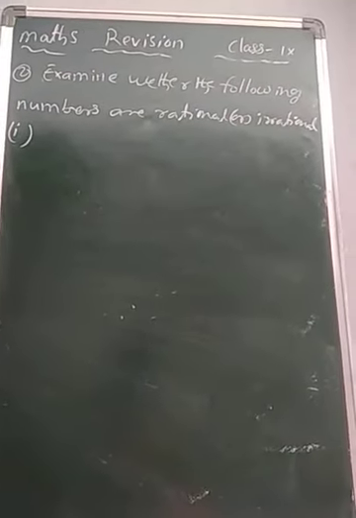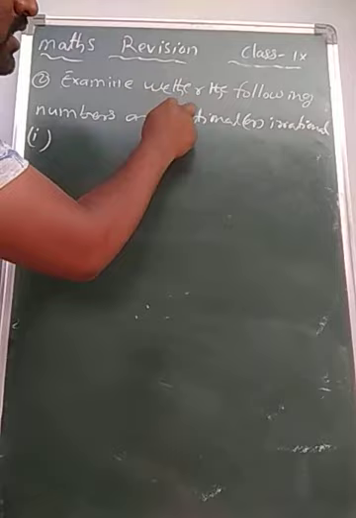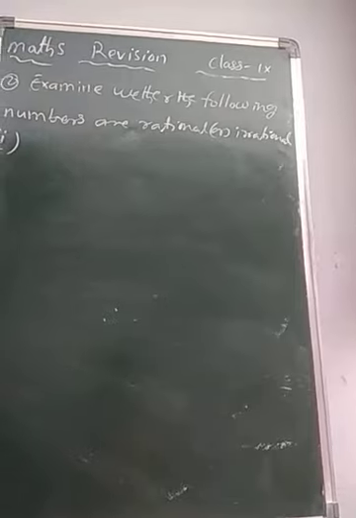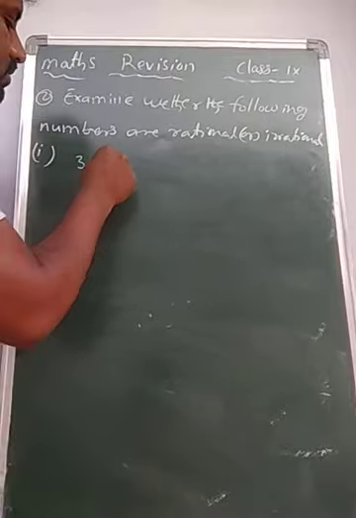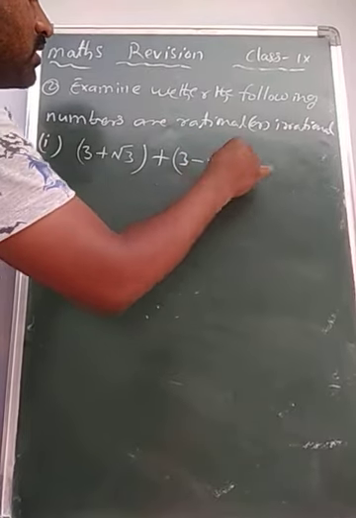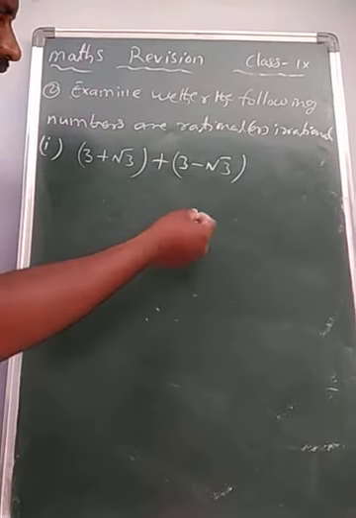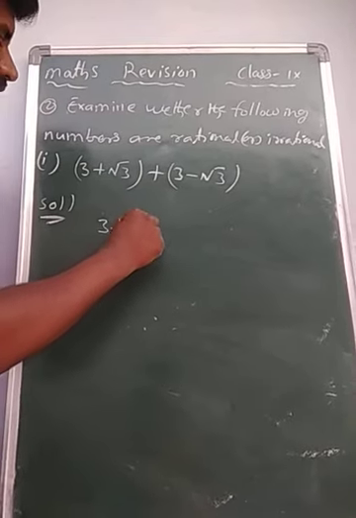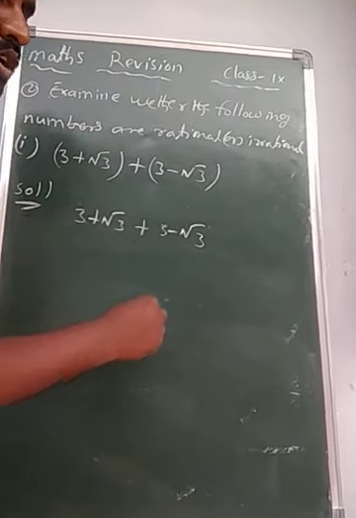Okay students, now the next question: examine whether the following numbers are rational or irrational. The question is 3 plus root 3 plus 3 minus root 3. So is this a rational number or irrational number? See here what I am doing: 3 plus root 3 plus 3 minus root 3.